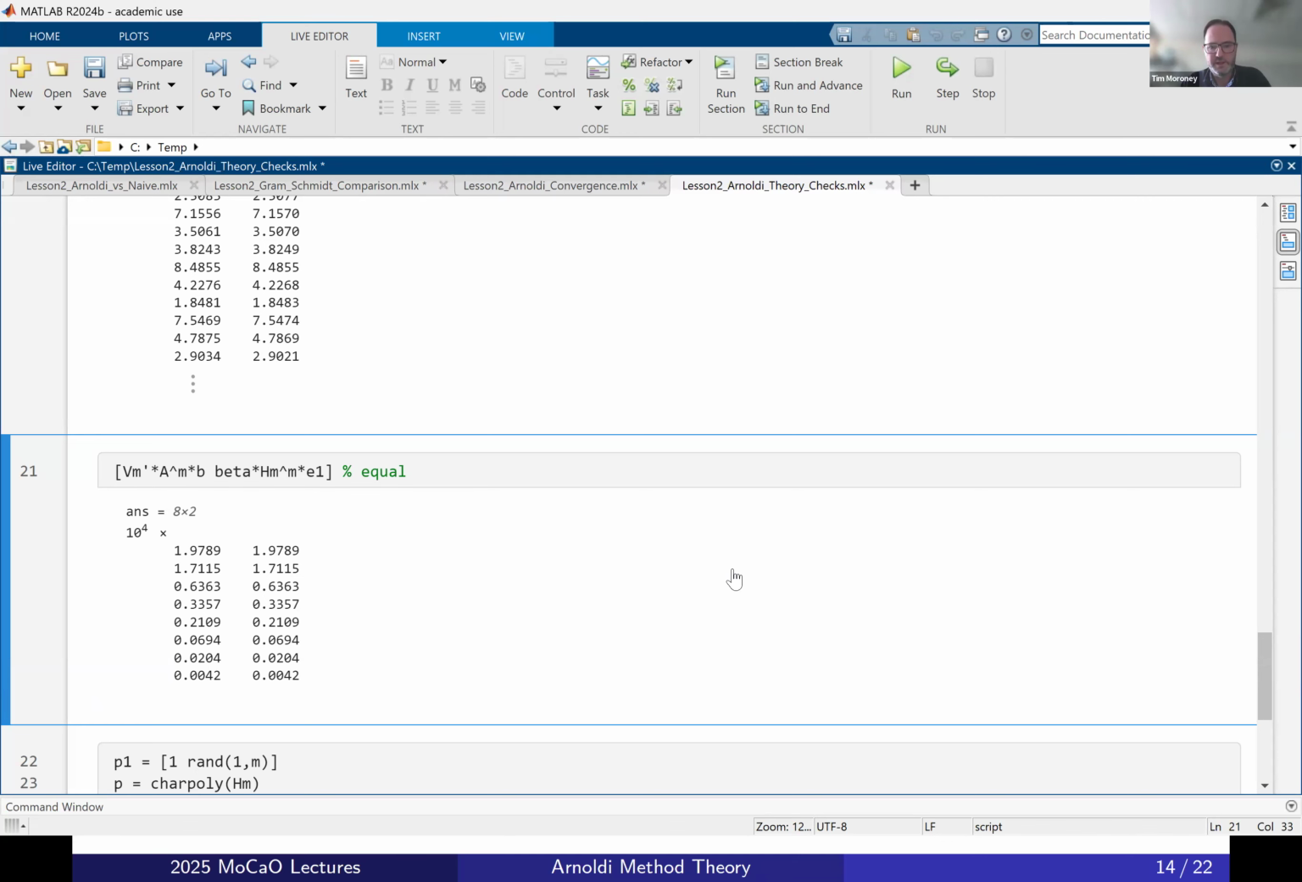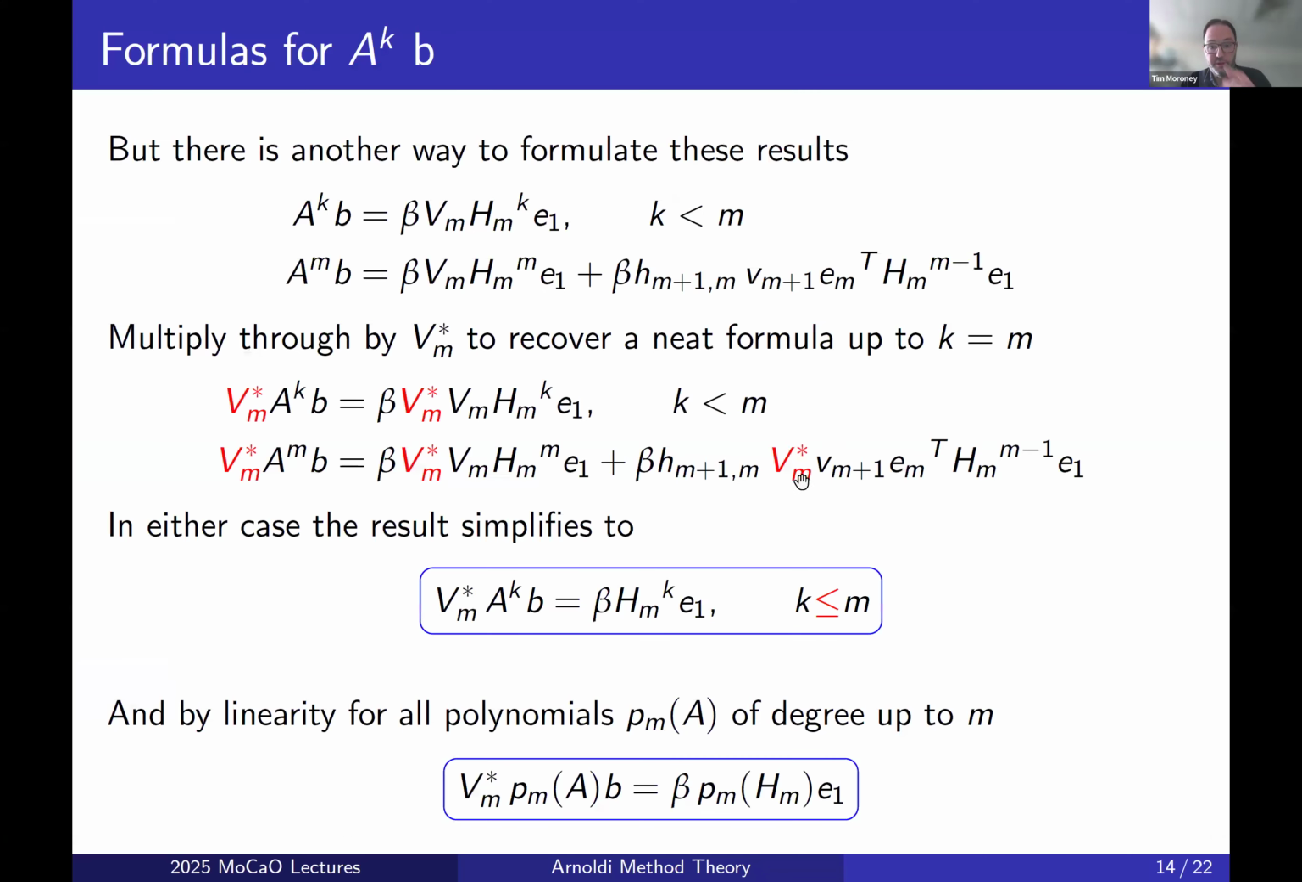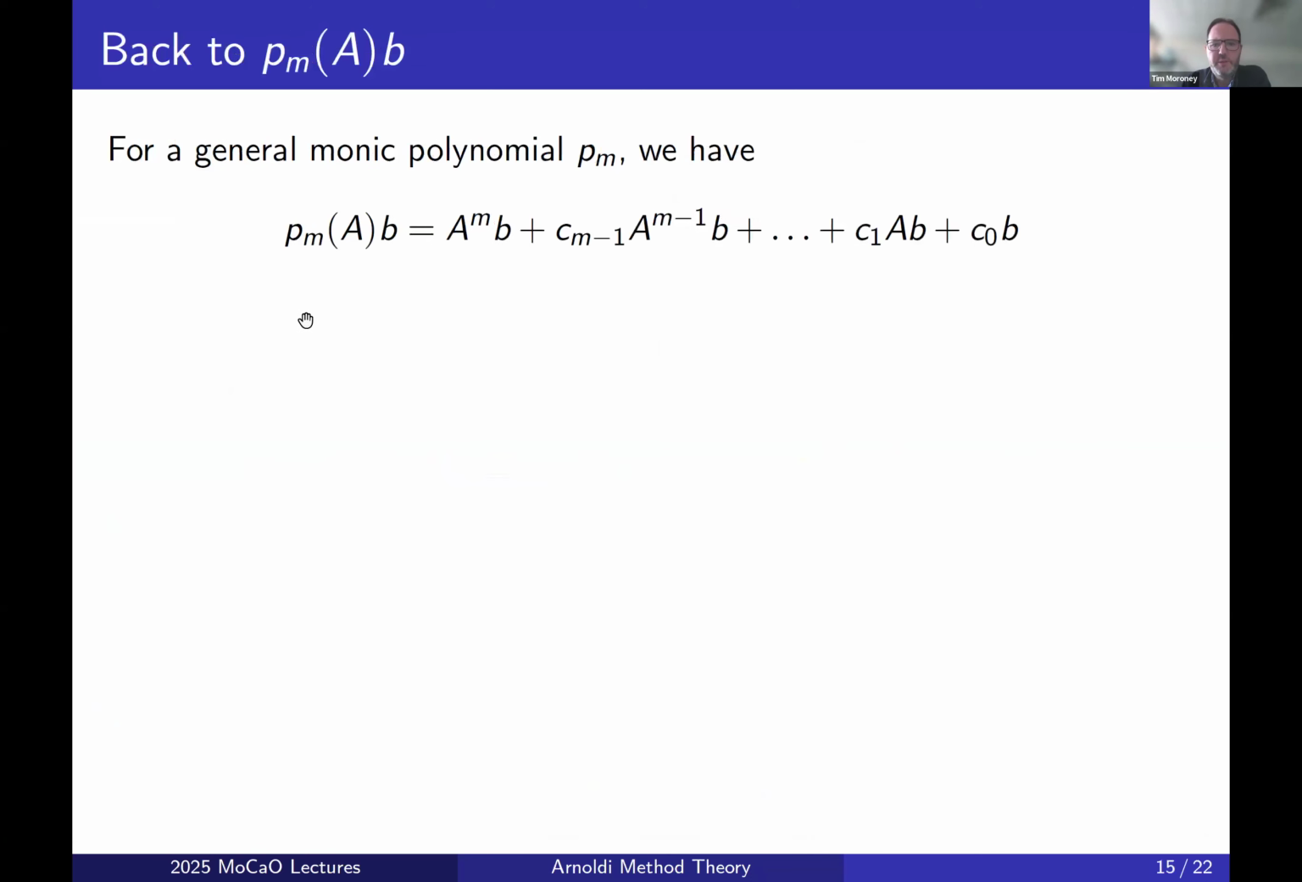Okay, because that second term got killed off by the Vm star. All right, so we've got to keep those formulas in our pocket now. And back to our polynomial. This is what the generic monic polynomial Pm looks like.